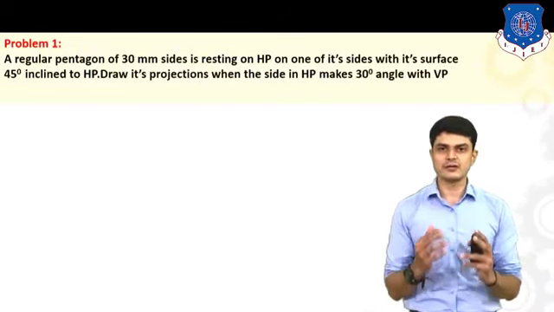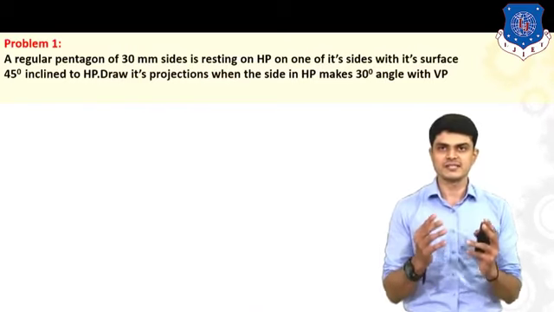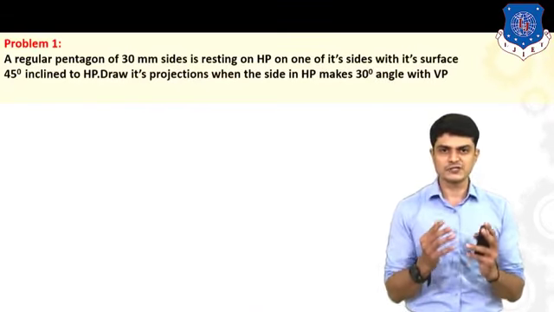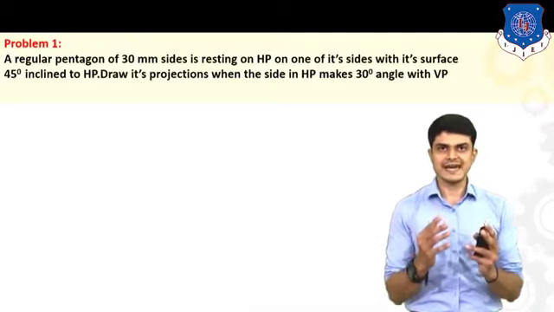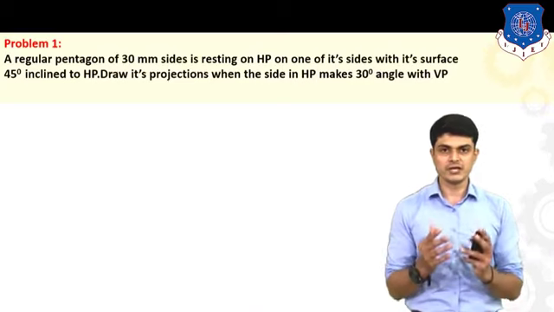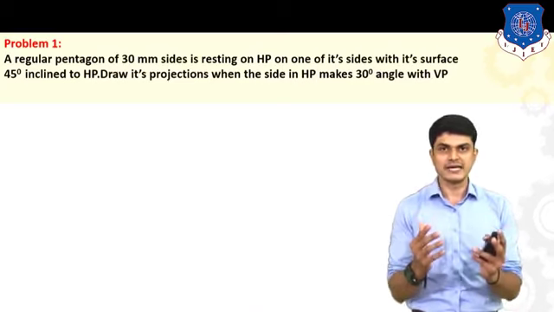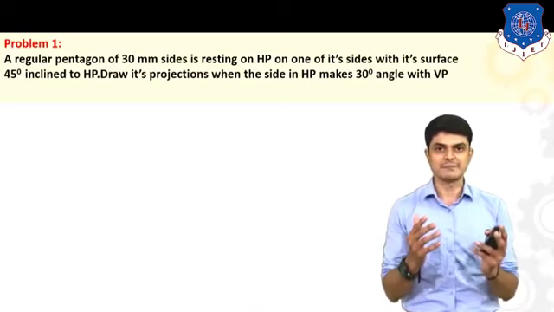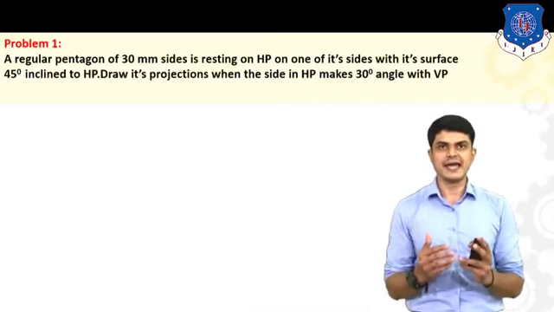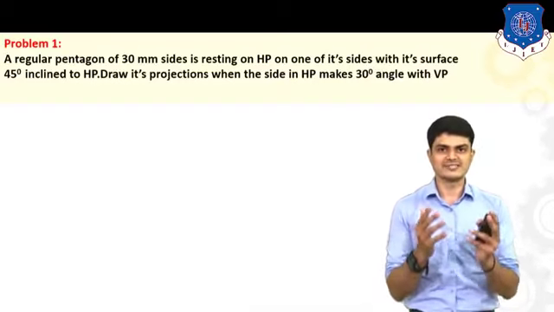A regular pentagon of 30 mm sides resting in HP on one of its sides with its surface 45 degree inclined to HP. Draw its projections when the side in HP makes 30 degree angle with V. So here our object is a pentagon. The side of the pentagon is given, which is 30 mm, and it is resting on HP. That means we should draw this pentagon below this XY line into HP, with one of its sides in HP.